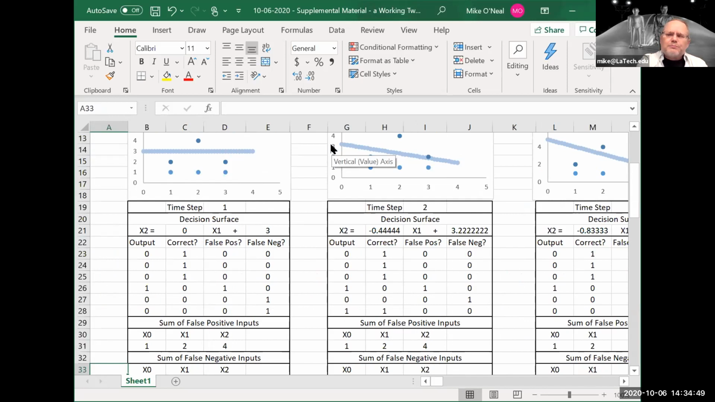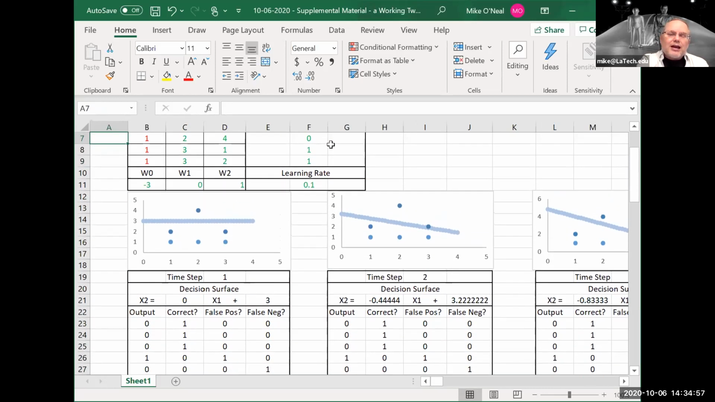Is one decision surface better than the other? No. It still moved the decision surface around until it found one that separated the two classes. There are, in general, an infinite number of decision surfaces that are correct. There are also, of course, an infinite number of decision surfaces that are incorrect.